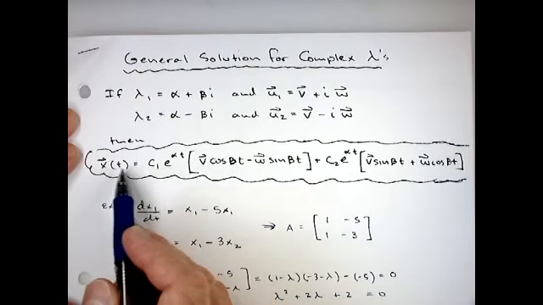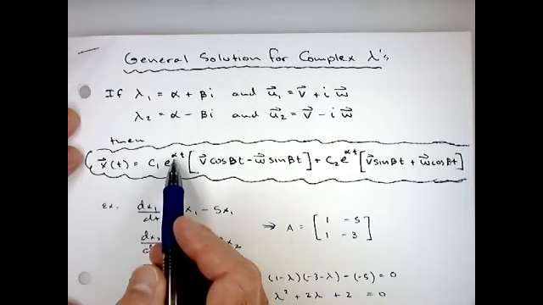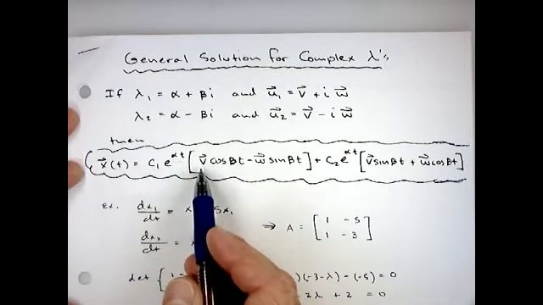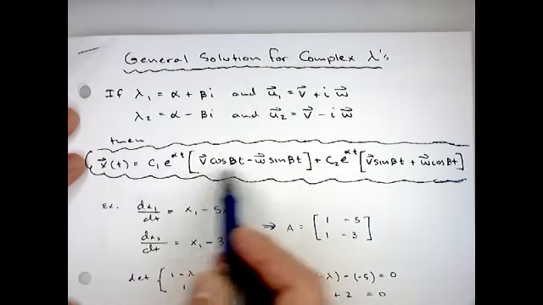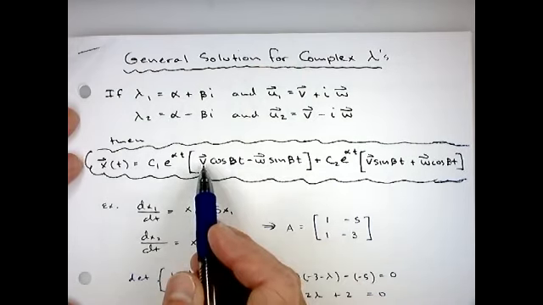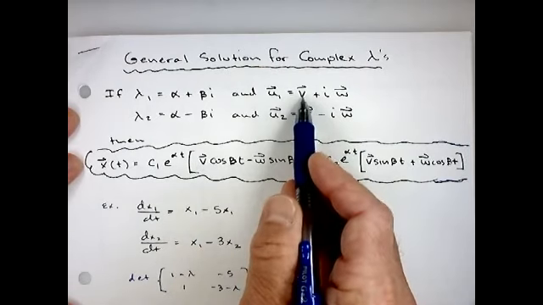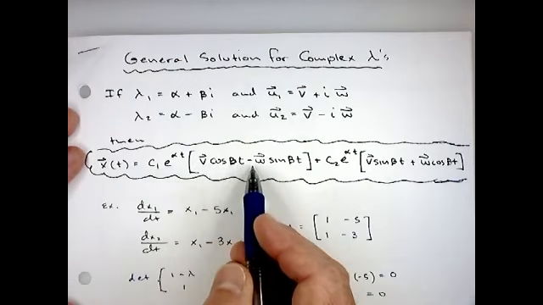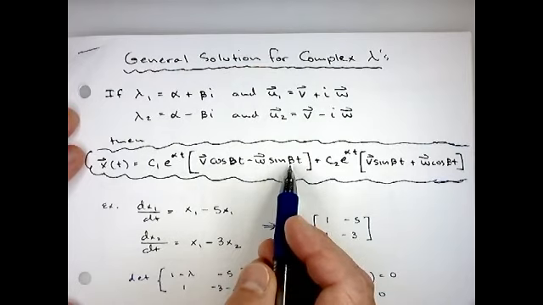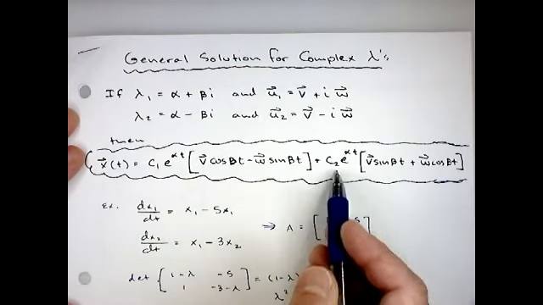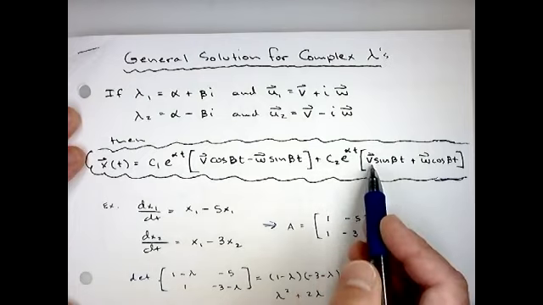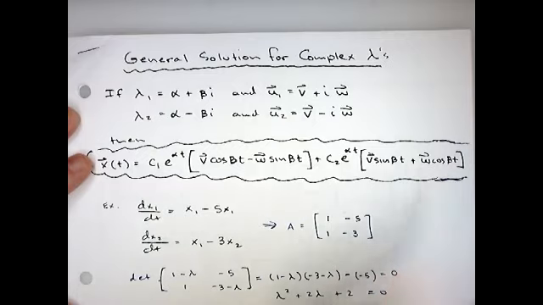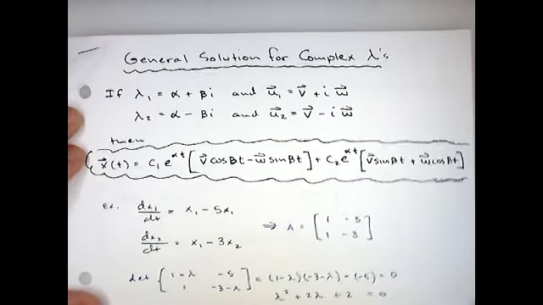So x bar of t will be c1 e to the alpha t. That's the real part. We saw that on the previous video. And then you can see Euler's formula being utilized here, times v, I'll talk about why that's a vector in a second, times cosine of beta t, minus w, same thing, times the sine of beta t. And then we have a second part of this, c2 e to the alpha t, vector v times sine of beta t, plus vector w times cosine of beta t. So let's work one example here.